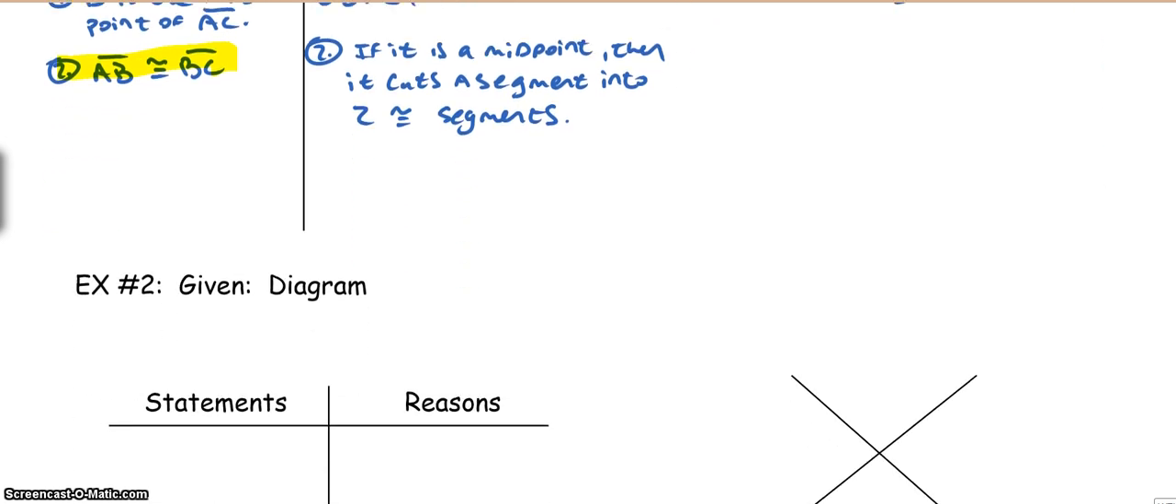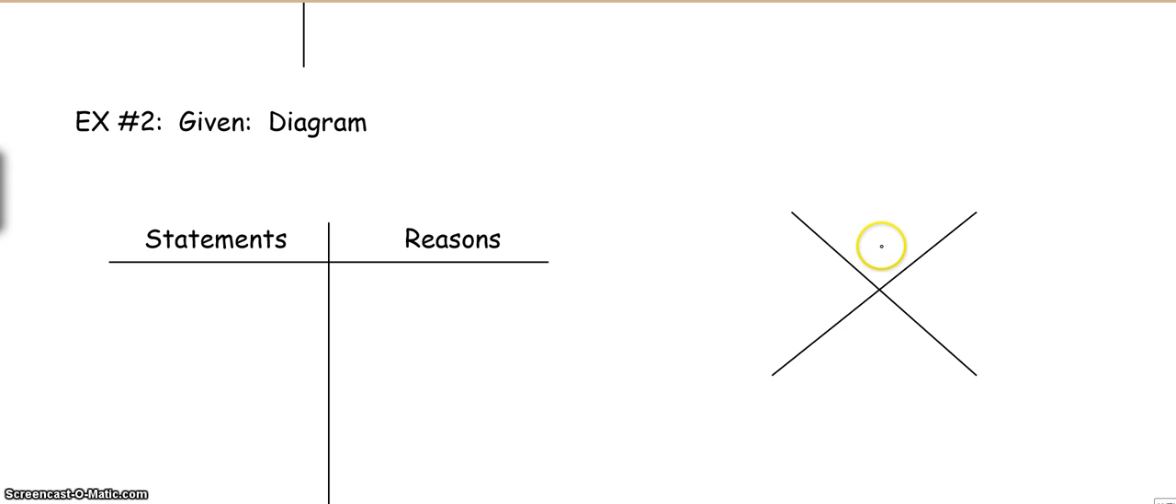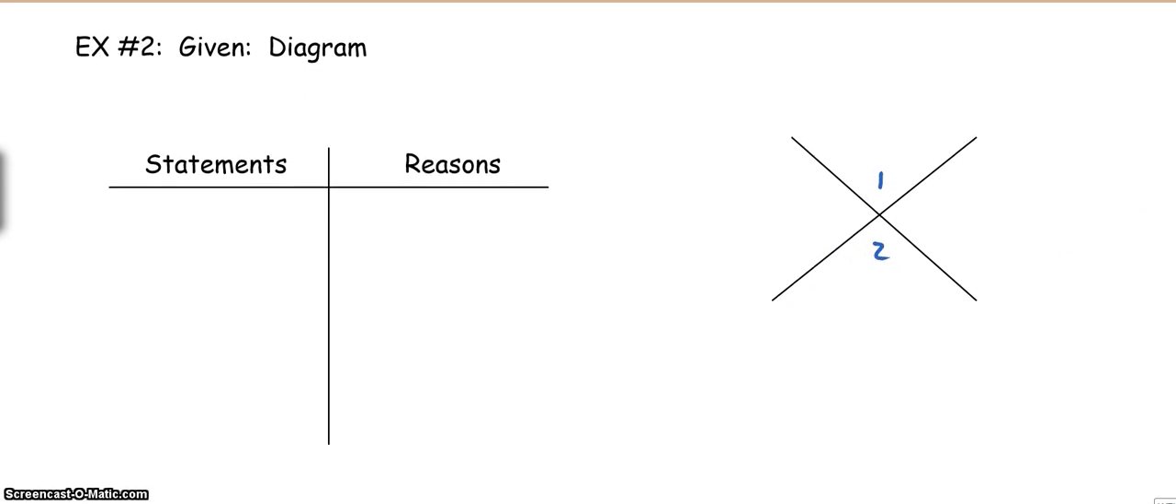Now, in this one, I'm going to call this angle 1 and this angle 2. And all it says is given the diagram. So all we're given is the diagram. So if you were to look at that diagram, what would you conclude? Well, we would conclude that angle 1 is congruent to angle 2. Now, my reason here is because we have vertical angles, and vertical angles are always congruent. Alright, so we're just going to say that.